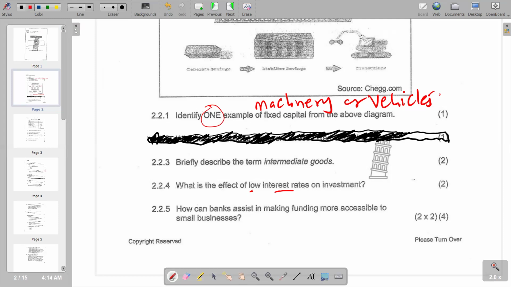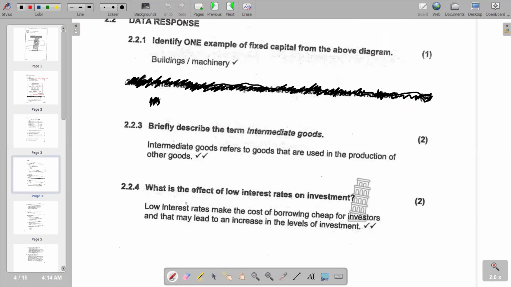So basically, there are two variables that we are comparing there. We are comparing interest rates and investment. So we are seeing that there is a negative relationship existing between interest rates and investment, whereby if interest rates decrease, then investments will increase. So basically, it indicates a negative relationship. So this is exactly what we are going to point out on our other section. So we go to the other section to see the description that we have. It reads, low interest rates make the cost of borrowing cheap for investors, and then they may lead to an increase in the levels of investment. So this is basically the explanation that we have.